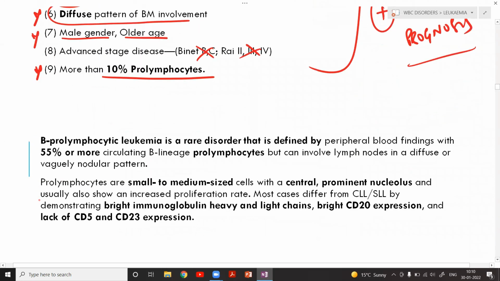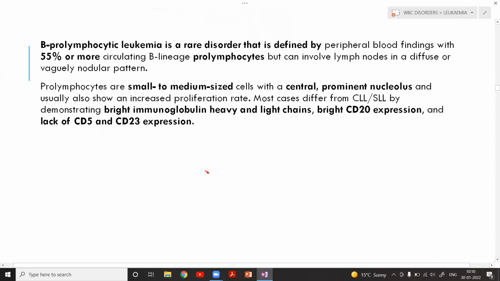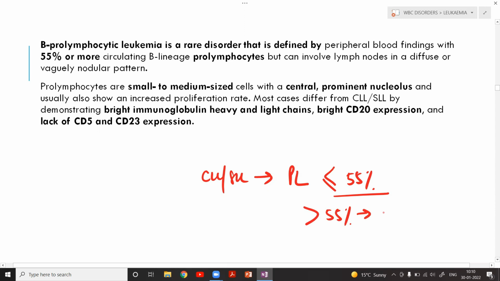Now, any doubt you have? As I told you in the diagnosis of CLL, SLL, the amount of pro-lymphocytes should be less than or equal to 55%. Yes or no? I told you, if it becomes more than 55%, the condition is called B pro-lymphocytic leukemia. It is a more aggressive disorder, and the amount of pro-lymphocytes will be higher over here. Just remember this thing.